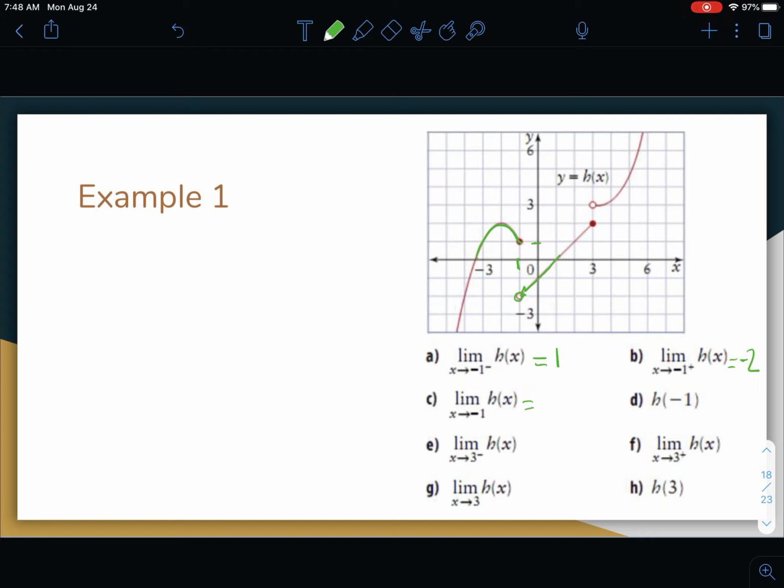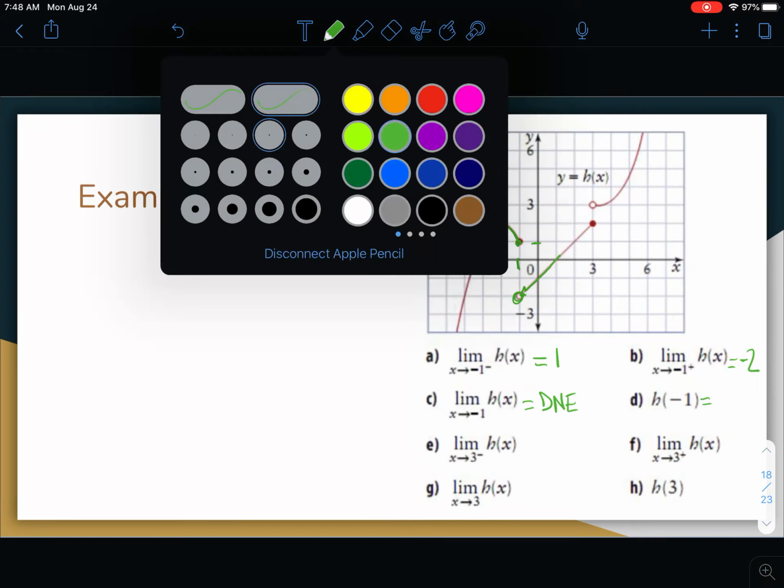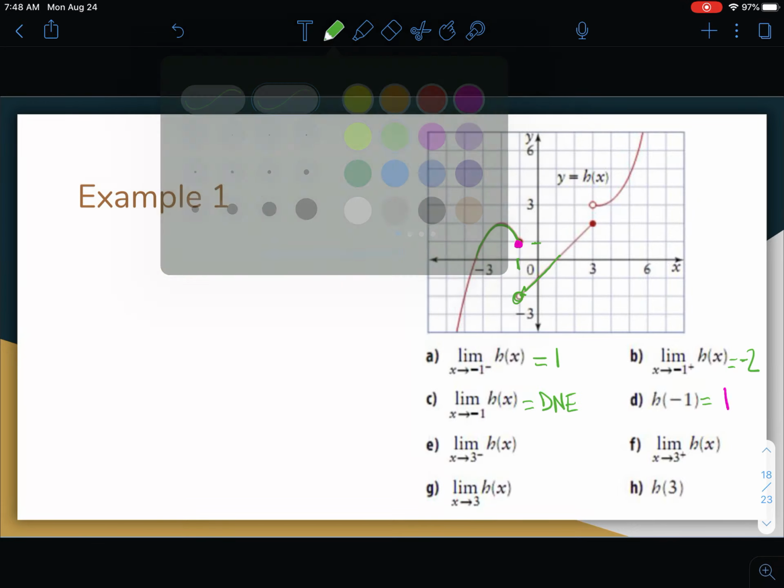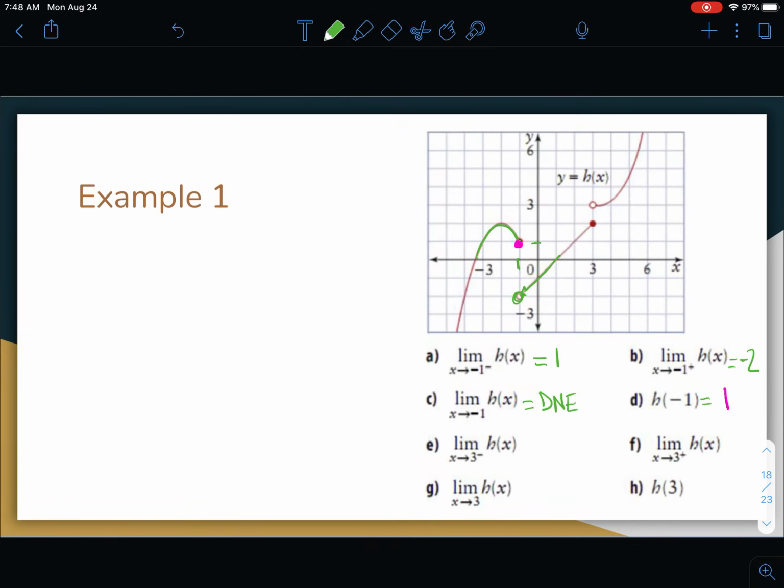Limit of h of x as x approaches -1. Now, this is where you see, hey, those two, the left and right hand limits did not match. So we say does not exist. Now, what is h of -1? When I actually input -1, my output for this one is this value right here of 1. Okay? It's not the open circle, it's the closed circle.